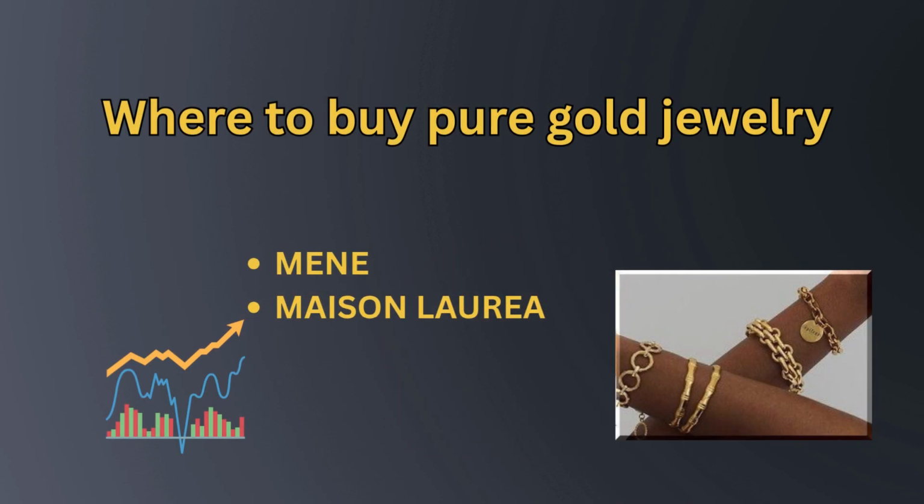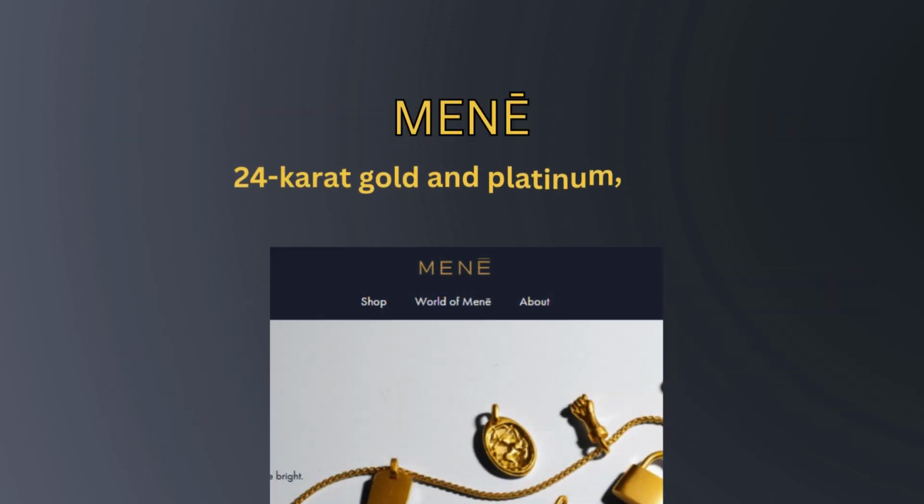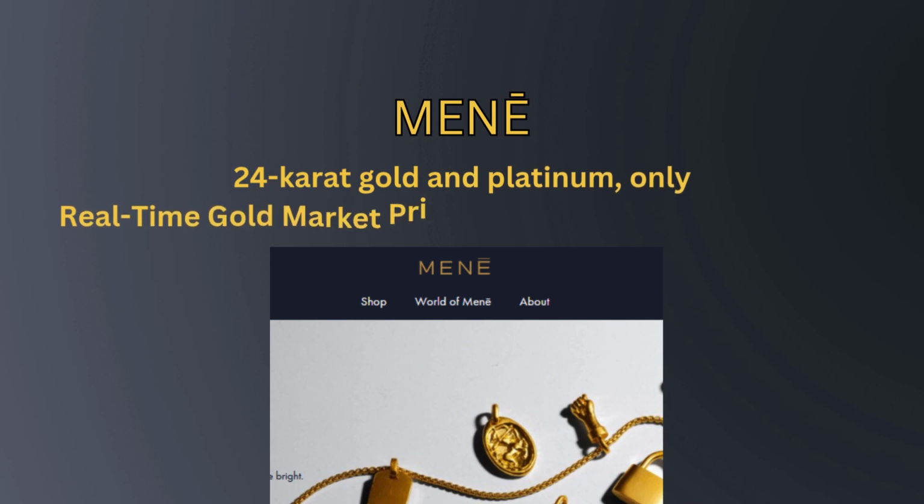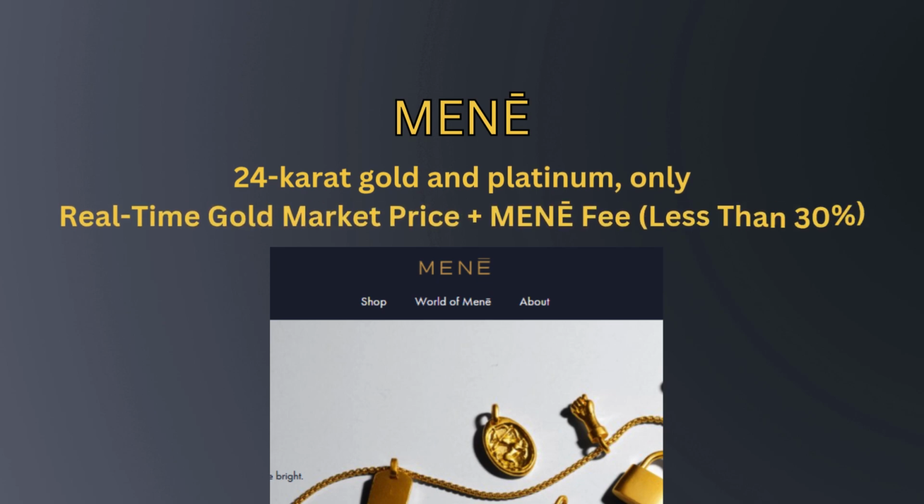Next, let's look at where to buy pure gold jewelry. As of now, I have identified two options, though there may be others. The first option is MENහැ. They exclusively sell jewelries made of 24-karat gold and platinum.